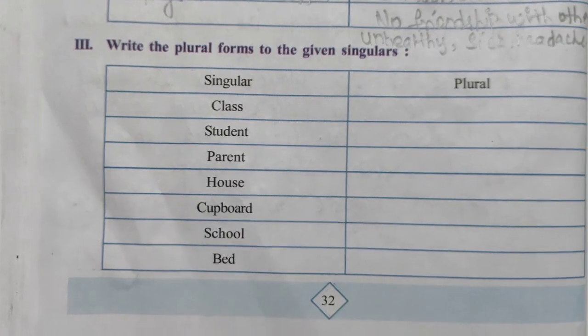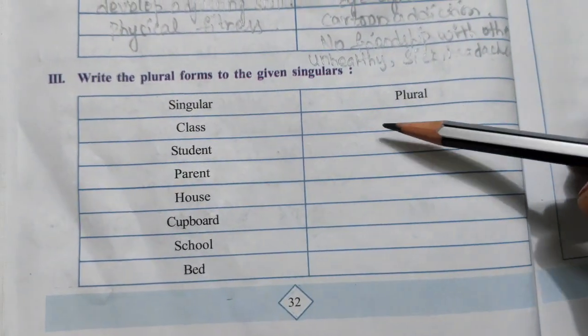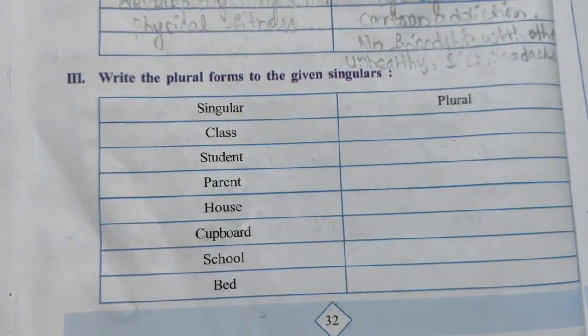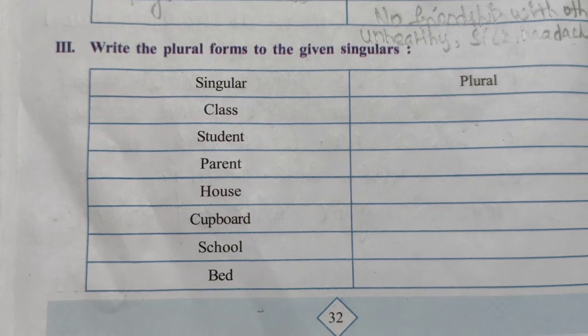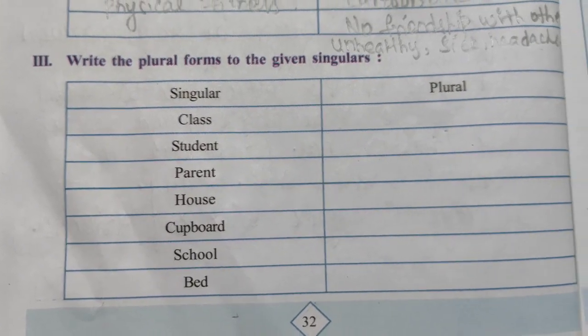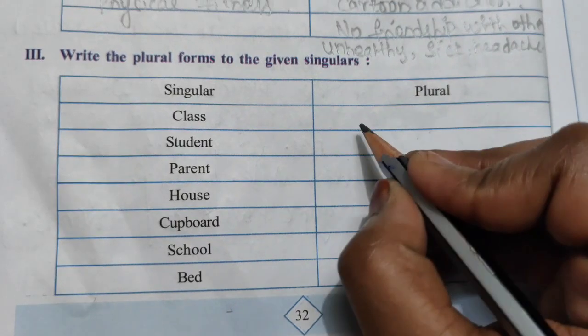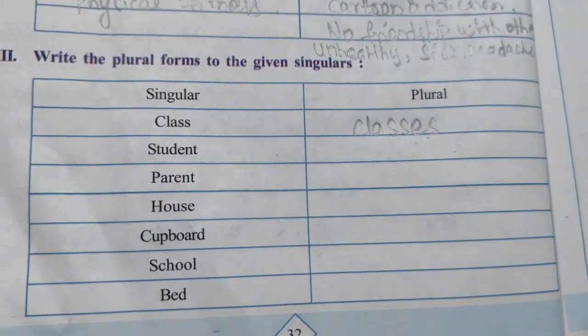And next, coming to the next bit: write the plural form of the given singulars. Here singulars have been given, and we have to write the plural form of those words, as we know, by adding some suffixes to these singular words. The first one is class. The plural form is classes. Here we have to add es to the main word.